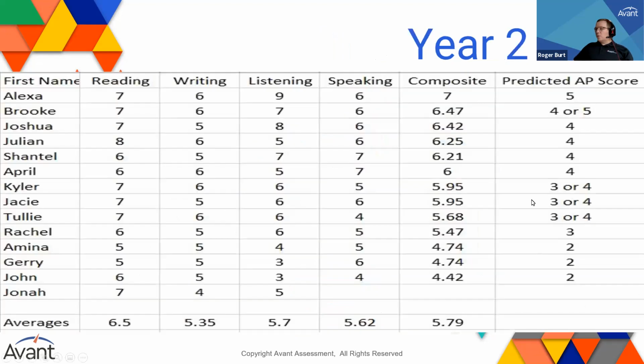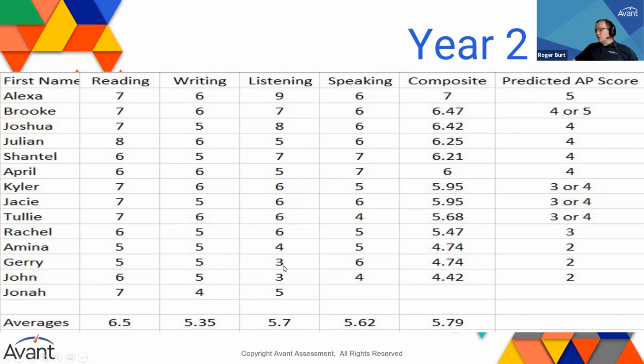So the following year, my year 2, the AP students took the STAMP test again. And again, looking at the composite scores, looking for 5 or higher and predicted AP scores. And we see there's 3 students here that we're concerned with and 1 who didn't finish his STAMP test. Jonah here had some special circumstances. So I worked with him the best I could and again, addressed ways that he could improve writing.